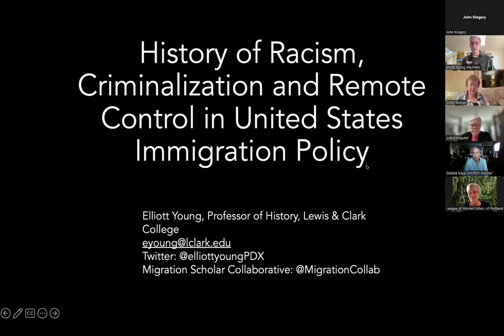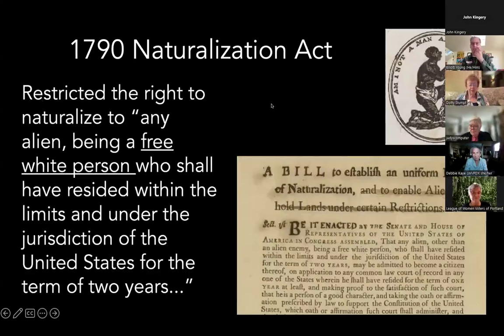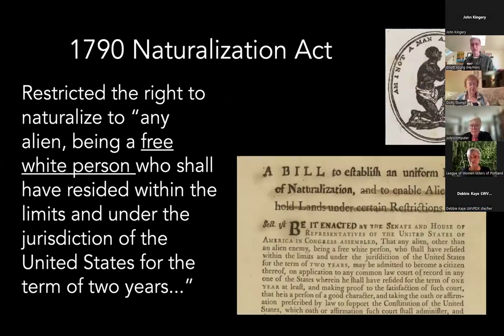So let me begin with the 1790 Naturalization Act. Most people who talk about immigration will focus on Chinese exclusion, late 19th century, when the federal immigration bureaucracy really begins. But if we turn back to the policies surrounding immigration, we can go all the way back to 1790, where the Naturalization Act restricted the right to naturalization to any alien being a free white person. So essentially, from the very beginnings of this nation, the idea of whiteness was associated with citizenship. And over time, that's eroded in various ways, but we could see that going all the way back to 1790.